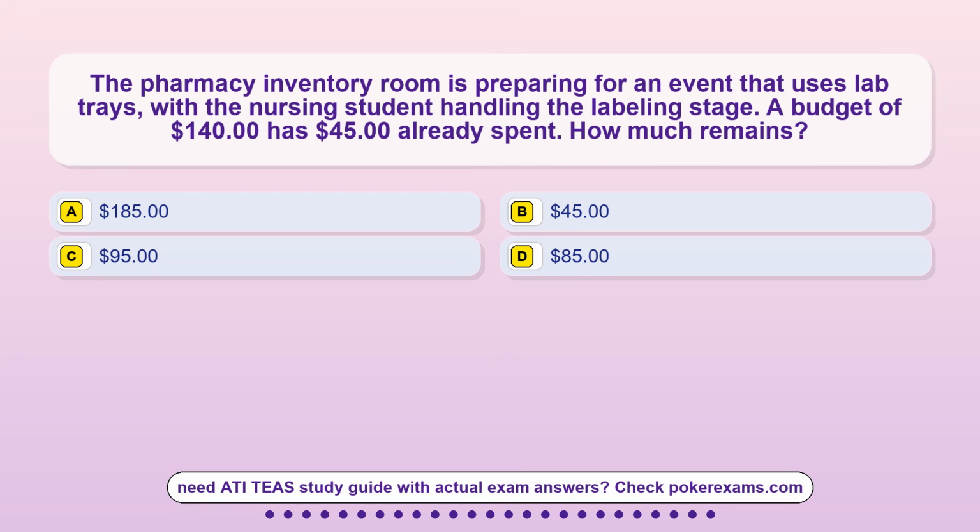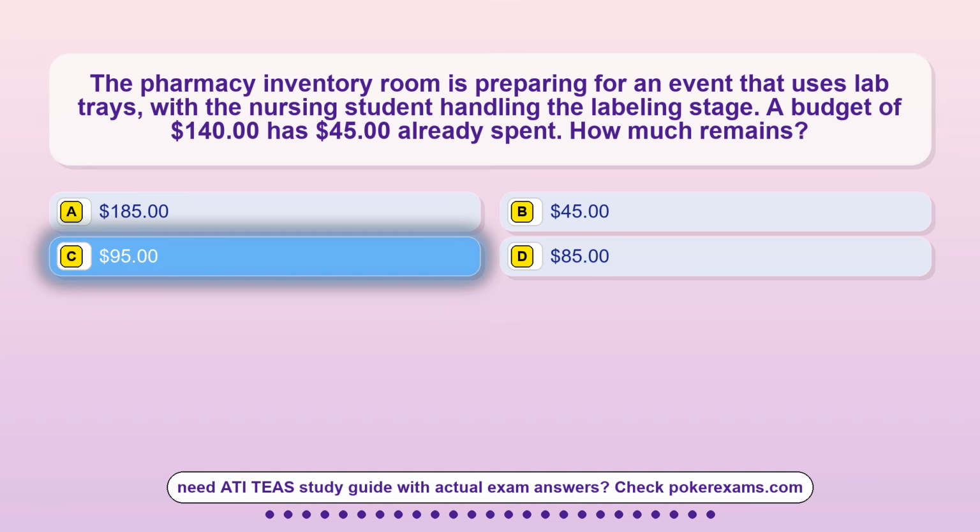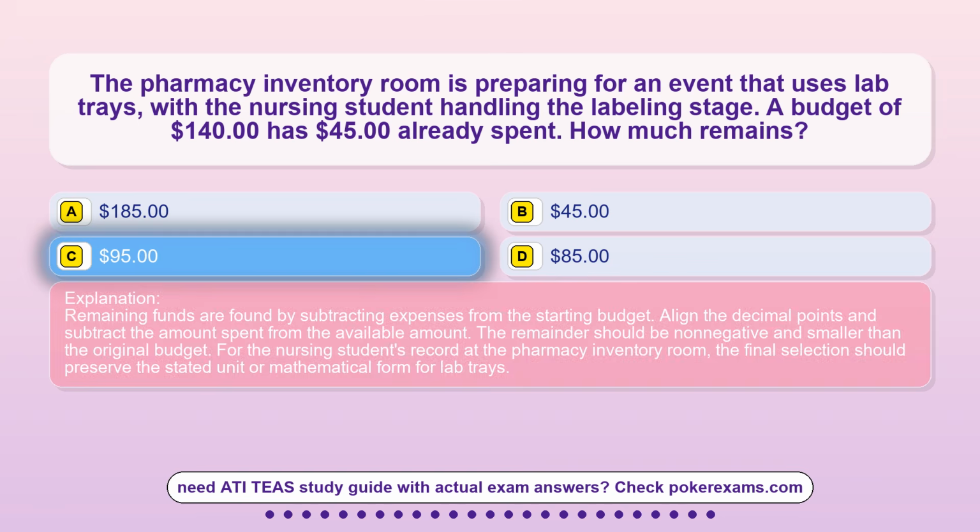How much remains? Option A, $185. Option B, $45. Option C, $95. Option D, $85. The correct answer is option C, $95. Remaining funds are found by subtracting expenses from the starting budget. Align the decimal points and subtract the amount spent from the available amount. The remainder should be non-negative and smaller than the original budget.